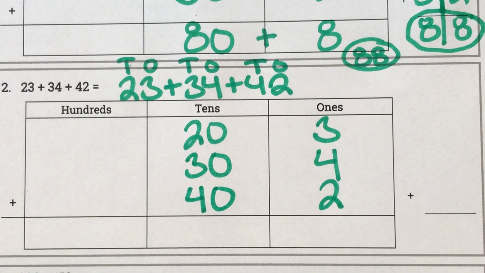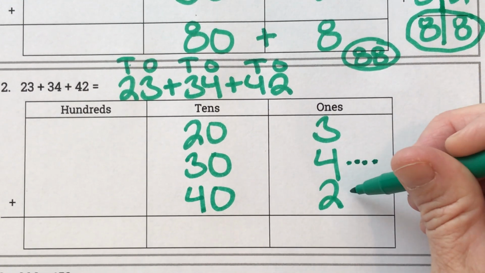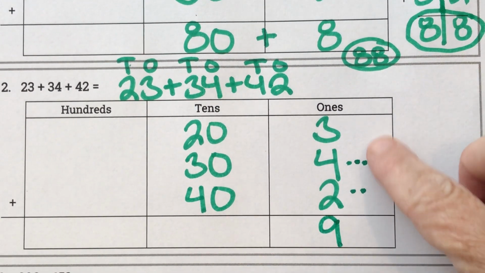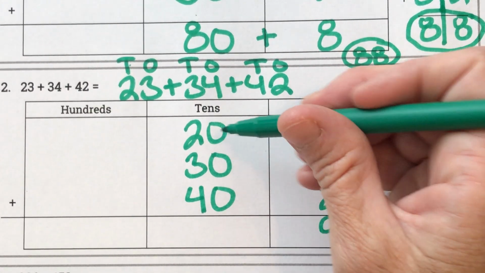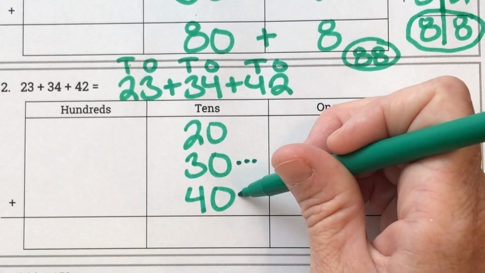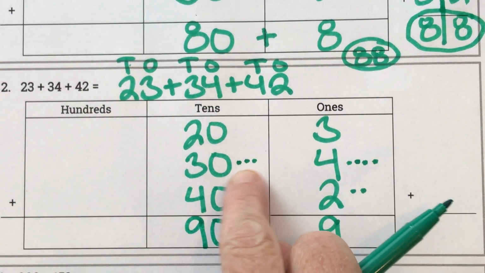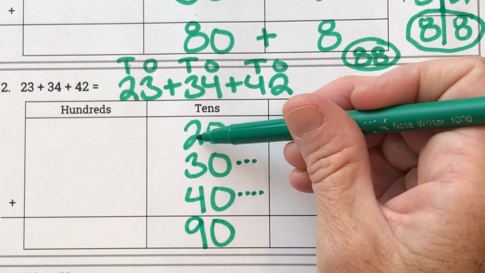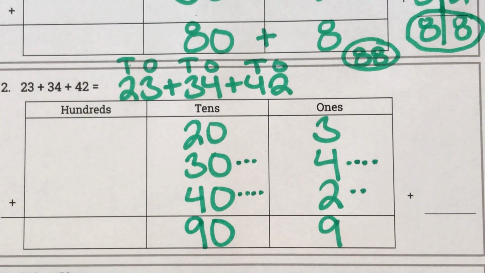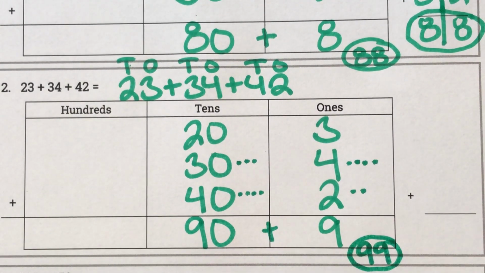Okay, so now that our numbers are decomposed, let's start in the ones column. So we have 3, 4, 5, 6, 7, 8, 9. So I chose to use dots to help me count on. So we have 9. In our tens column, we have 20, 30, 40, 50, 60, 70, 80, 90. We have 90. And I put 3 dots because it was 30 and 4 dots because it was 40. Or I could have looked at my tens column and said 2 plus 3 plus 4 is 9. So my answer is 99. So our sum, or our answer, is 99.